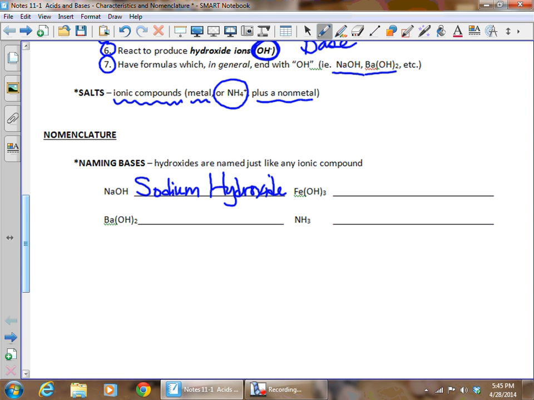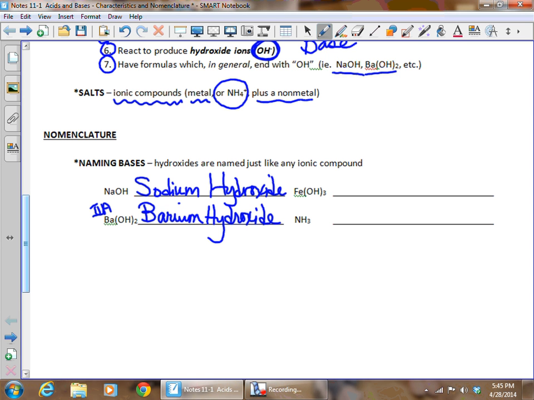And if you look at where barium is, barium's in group 2A, and since it's in group 2A, barium does not need a Roman numeral either. So all we have to write for this one is simply barium hydroxide. Don't put prefixes on ionic compounds. This is not barium dihydroxide. We do not use prefixes on ionic compounds, only on molecular or covalent compounds.